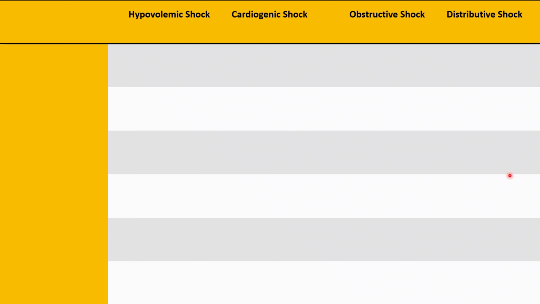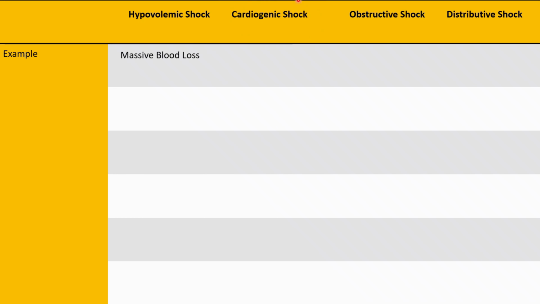Okay. Now take a look at this table. Very important table. You'll see this table in practically every textbook, every resource that you use, which compares the types of shock. So we'll be comparing hypovolemic shock, cardiogenic shock, obstructive shock, and distributive shock. First we'll see examples of each. Hypovolemic shock. What's the most common example of hypovolemic shock? Massive blood loss. Whenever you think of hemodynamic parameters pertaining to hypovolemic shock, think of massive blood loss.